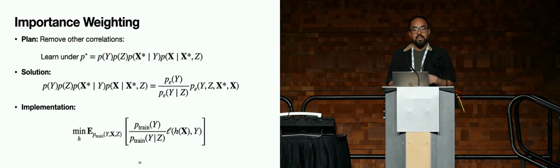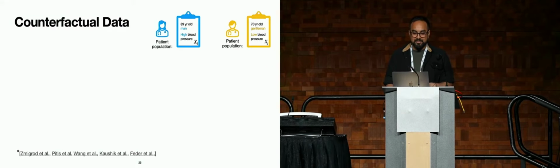Once you have this weight, all you need to do is run a weighted ERM training procedure. This corresponds to computing expectations with respect to your training data, but assigning a weight for every sample that corresponds to p_train of y over p_train of y given z. All right. So this is not the only way to construct unconfounded distributions. There's another way, and I'll talk you through it now.